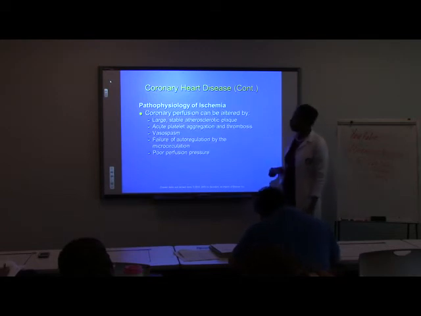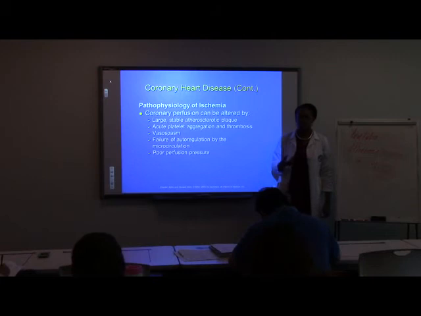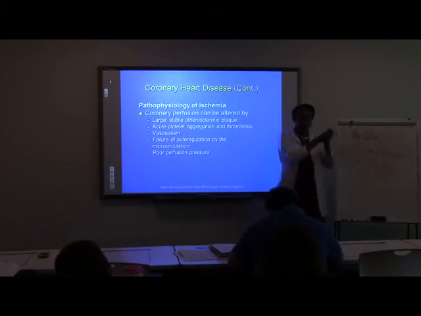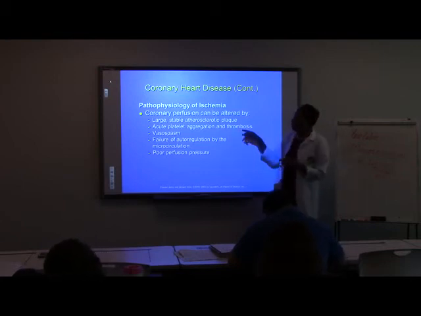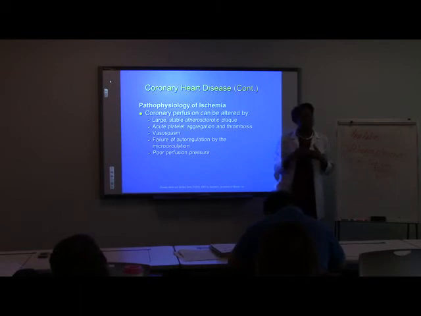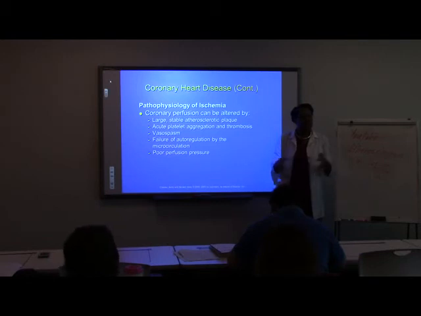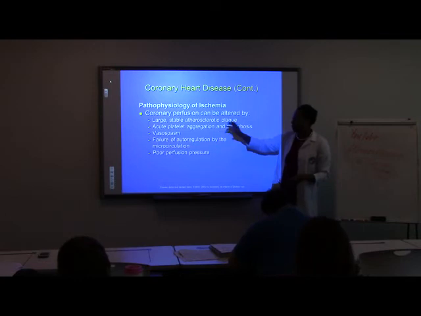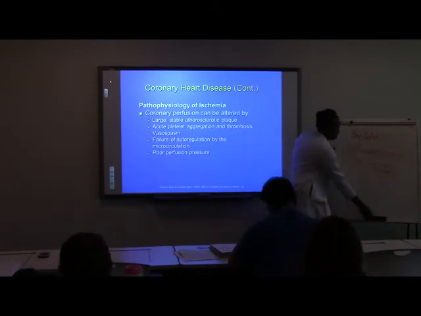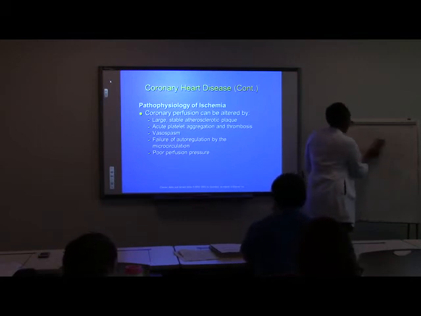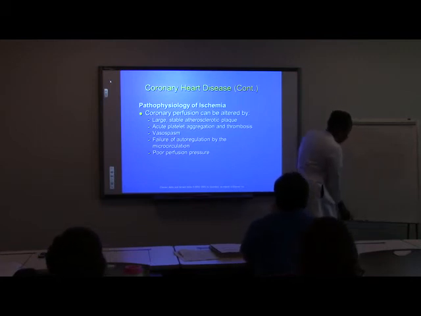Now, coronary perfusion can be altered by, number one, the atherosclerotic plaque we already discussed. If a plaque is sitting there, that's going to alter perfusion or the rate of flow. If we have too many platelets, as we just discussed in the last chapter, platelet aggregation or thrombocytosis, this can also make a clot formation. Vasospasm, which we just discussed, and also failure of autoregulation by microcirculation. So let me go over this.